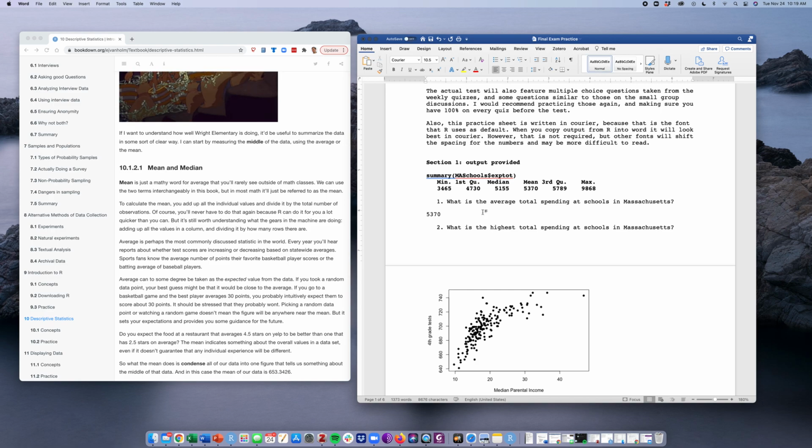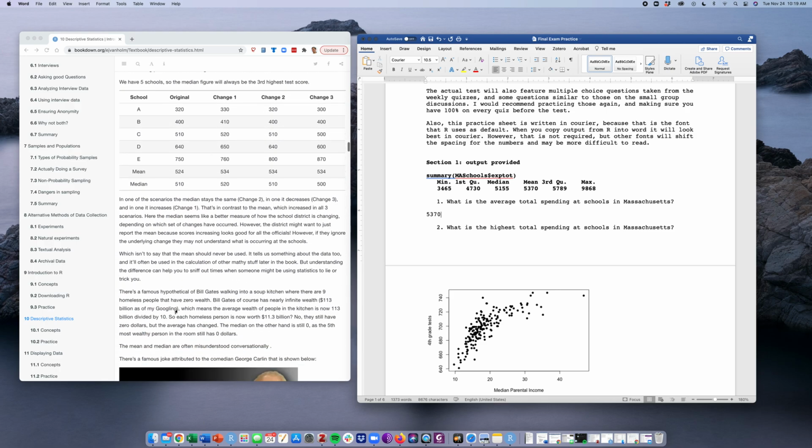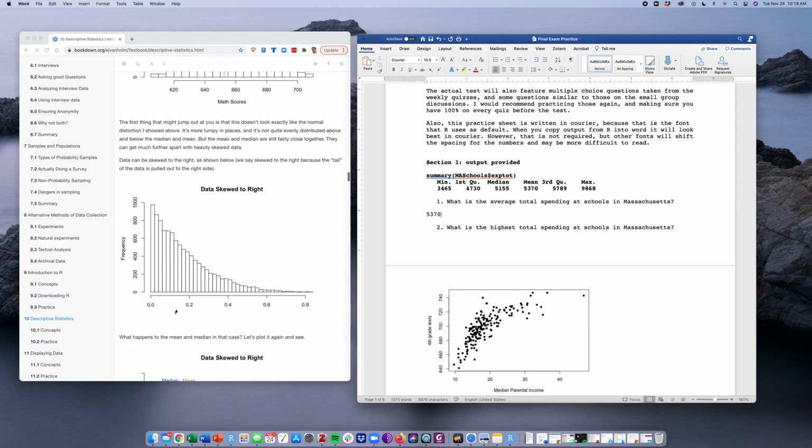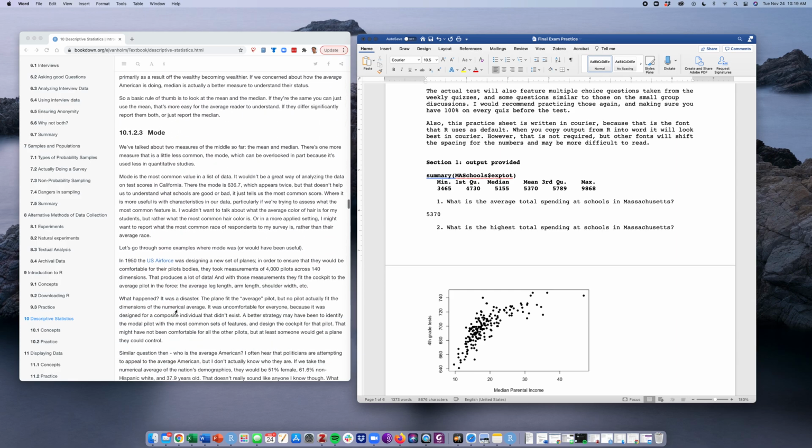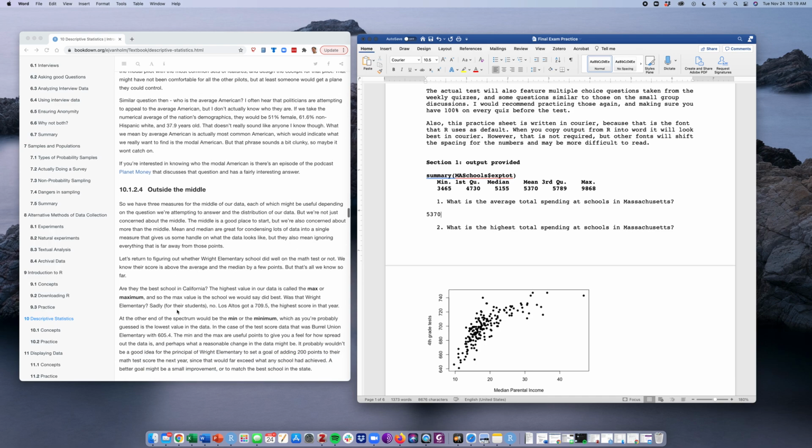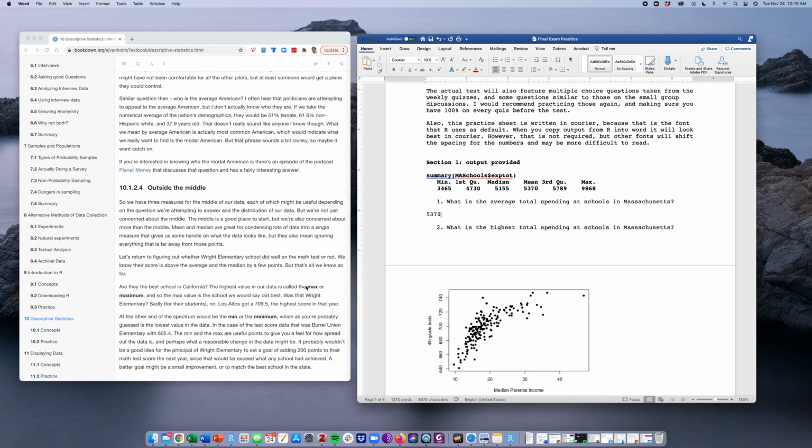The second question asks you for the highest total spending. Highest, of course, is another word for maximum. What is the largest number in this variable? And so down a little ways, we talk about max, we talk about min. So if I asked about the lowest, that would be the min, but I've asked about the max, and so that would be 9868.